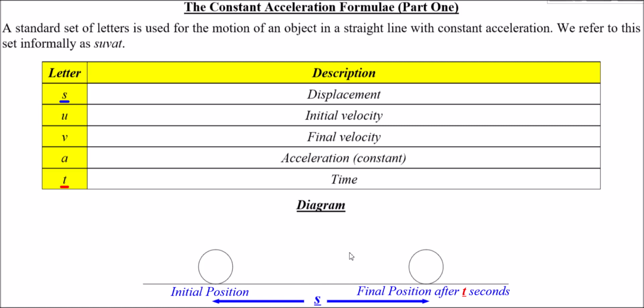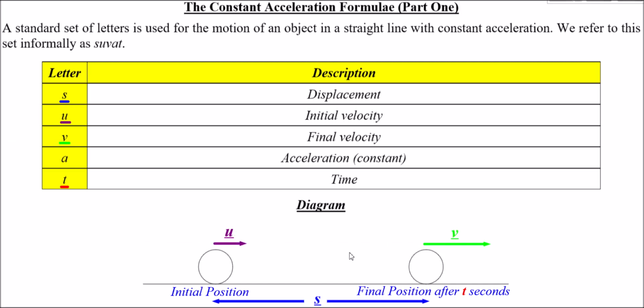We could label on u as well, which I'm doing in purple. So u is the initial velocity. Often it's given just as an arrow, and the direction of the arrow denotes the direction of the velocity. Remember, velocity is a vector, has a size and also a direction.